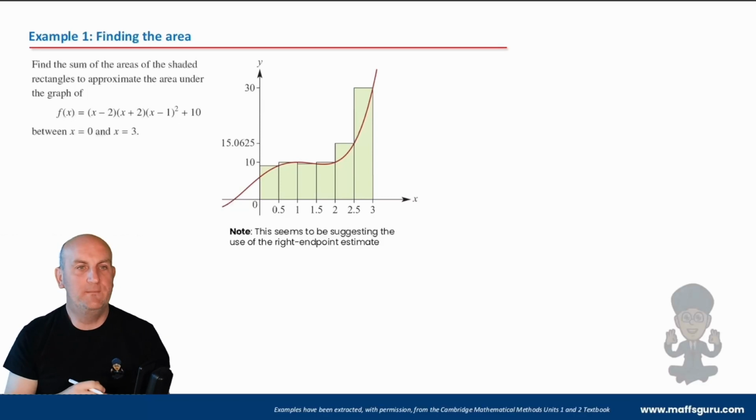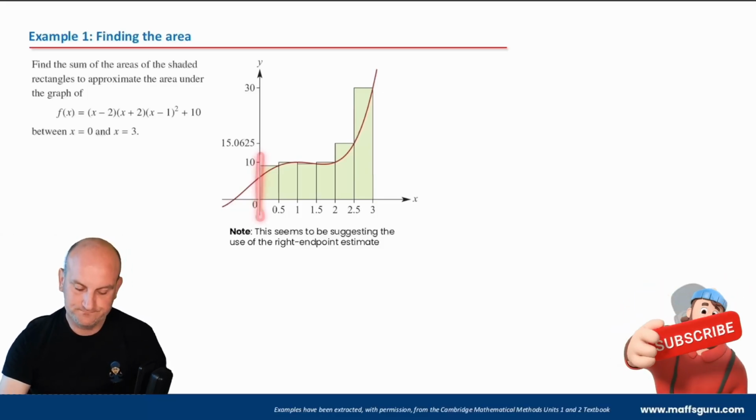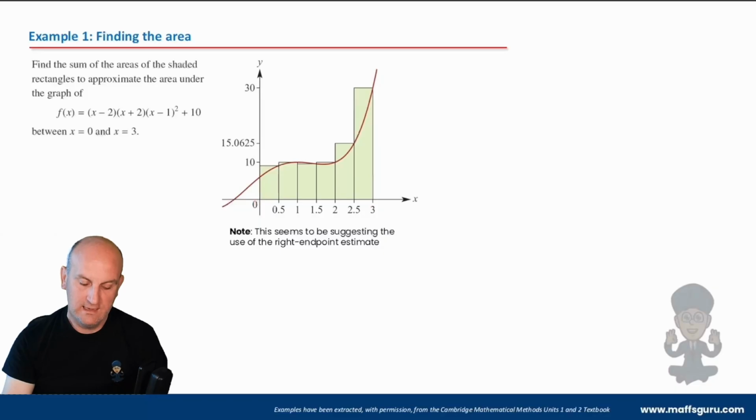All right, find the sum of the areas of the shaded rectangles to approximate the area under the graph between x equals 0 and x equals 3. Okay, so x equals 0 and x equals 3. Let's make sure we've understood: there and there. Lovely. Now, what do we notice? Are we using the right endpoint method or the left endpoint method? Well, it seems to be the right endpoint method. So let's see what we've actually got here.